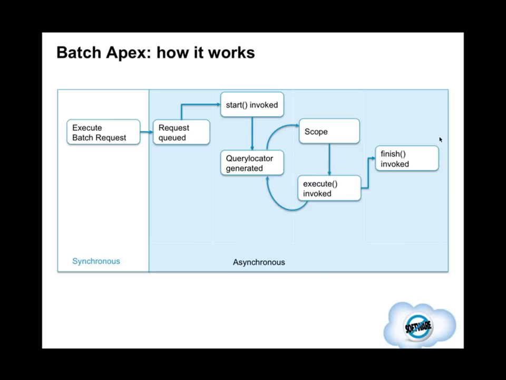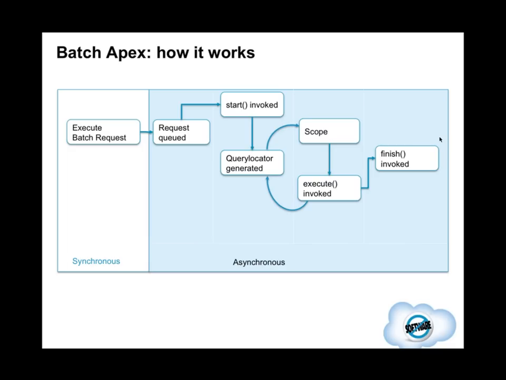And that's all synchronous. And on the executeBatch, we pass back an ID to the job, to the overall job. It's the async Apex job ID. And once we've done that as part of that method, we then pass all of this into our asynchronous framework. And so that request is passed to the queue. And then once we have availability, we will invoke start. And the start method returns the query locator.